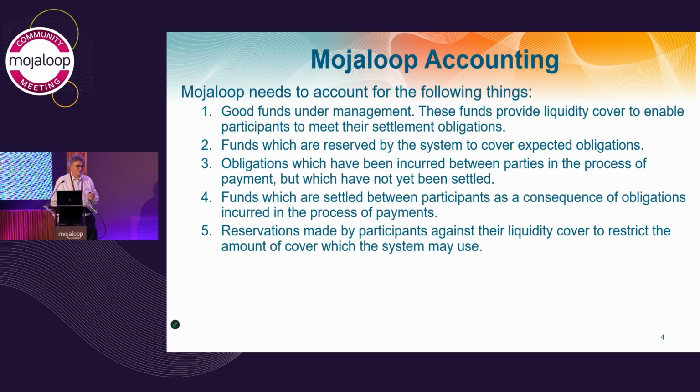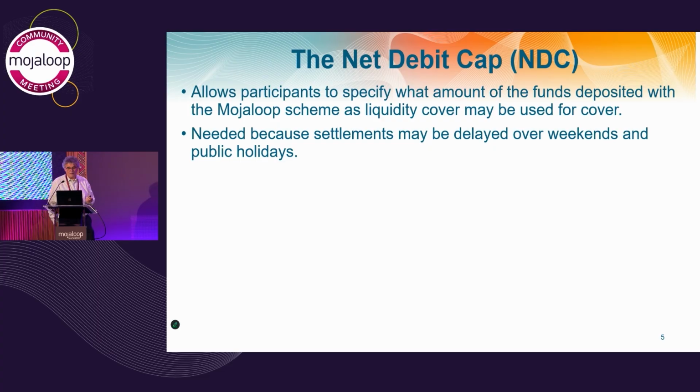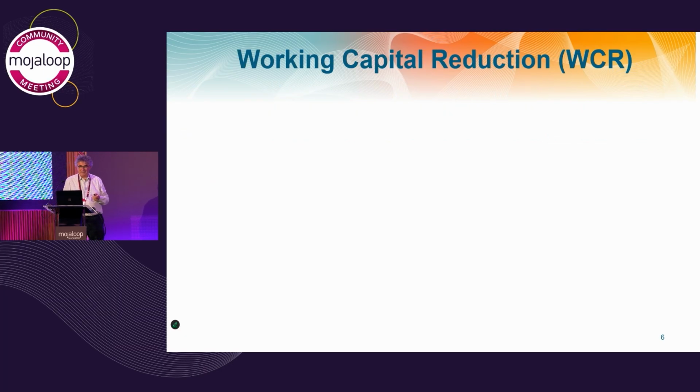There are two other things that I want to talk about. First is the net debit cap, and that's what I've just been talking about. It allows a participant to specify how much of their funds can be used for cover. Needed because, as we've said, settlements may be delayed. I'm not going to spend much time on that. The other thing is what I'm calling working capital reduction. Now, there's a small prize for anyone who can think of a better name for this. I'll try and explain what it is, and then you can tell me what you think is a better name for it.